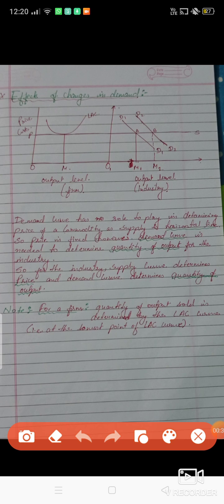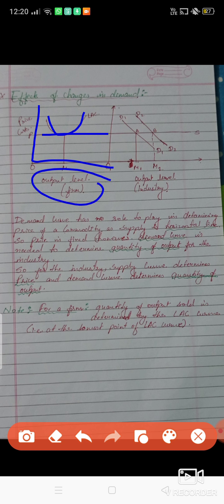Here you can see that there are two diagrams. One diagram has a supply curve, a horizontal straight line, but the long run average cost curve is a U shape. Here we are talking about a farm. In the second one, the price is fixed and the supply curve is fixed, and here you can see the demand curve.